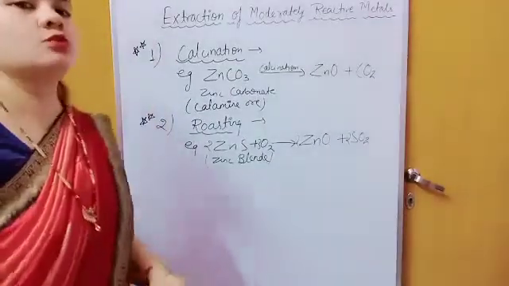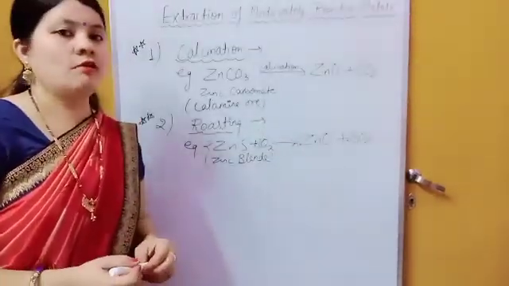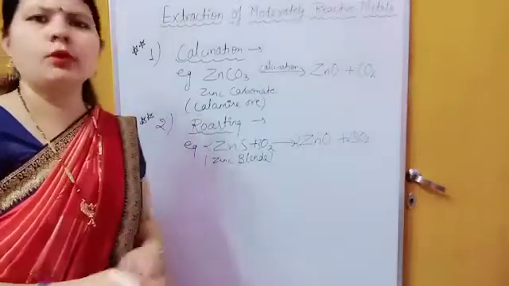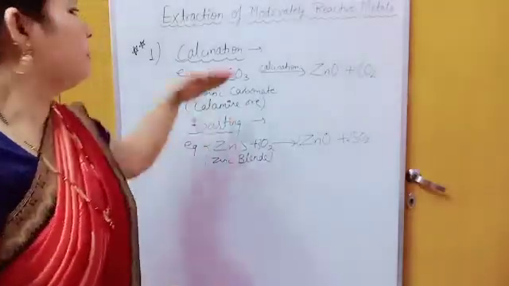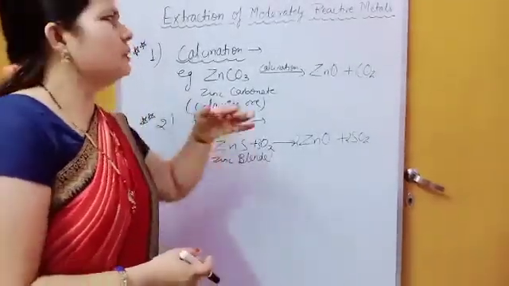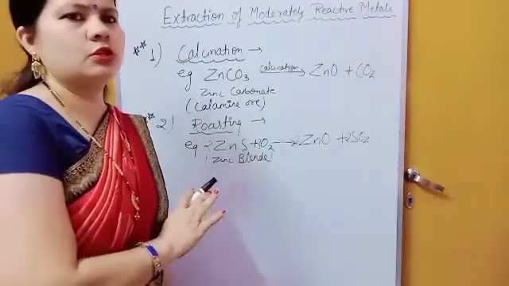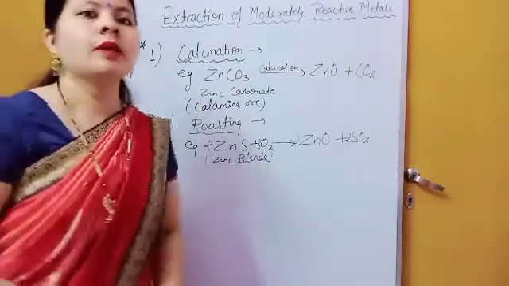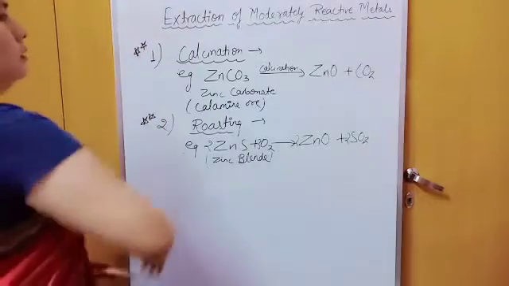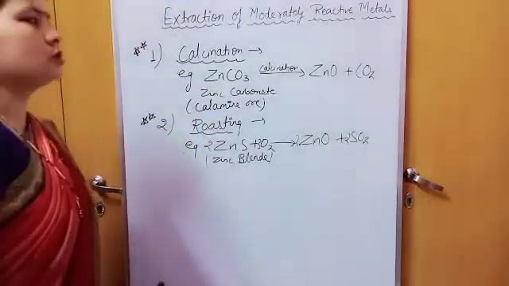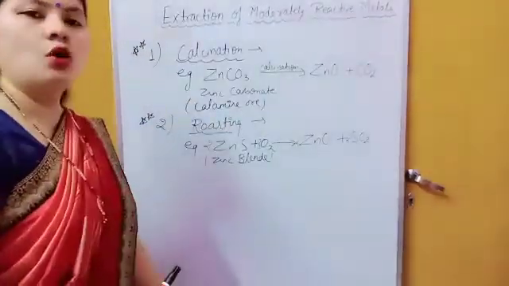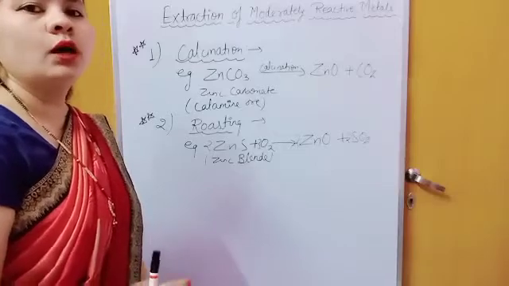Both calcination and roasting are very important from the exam point of view, for the board exam. Maybe their difference will come, maybe a simple definition will come, and you have to write the equation accordingly. This portion is very important. Once it is a carbonate or sulfide, it is converted into oxide, then we do reduction.